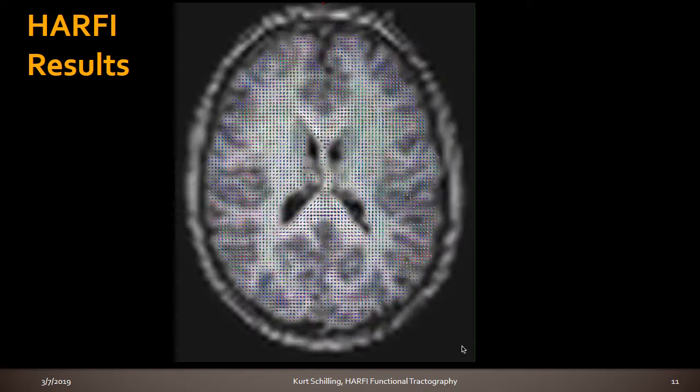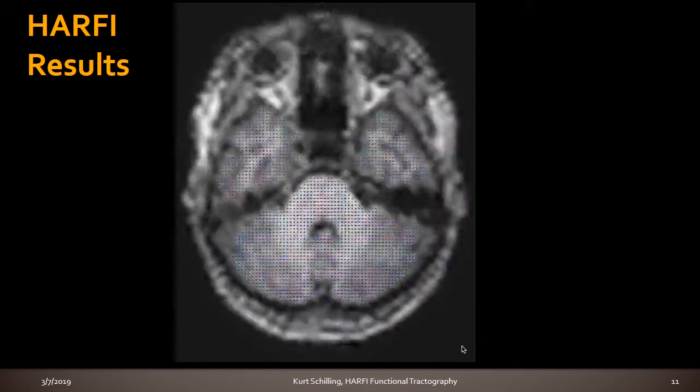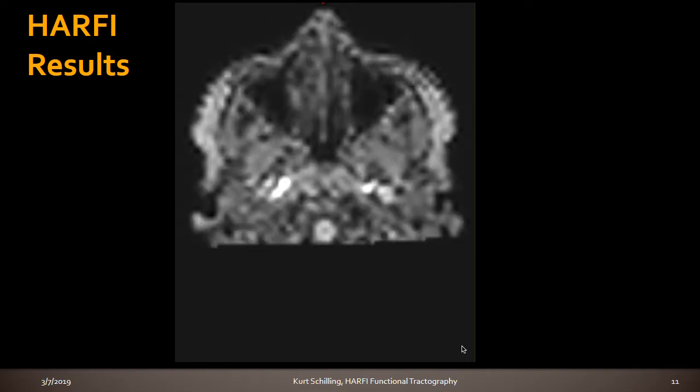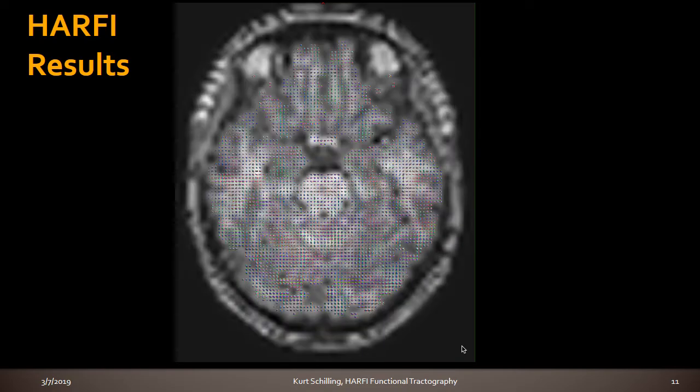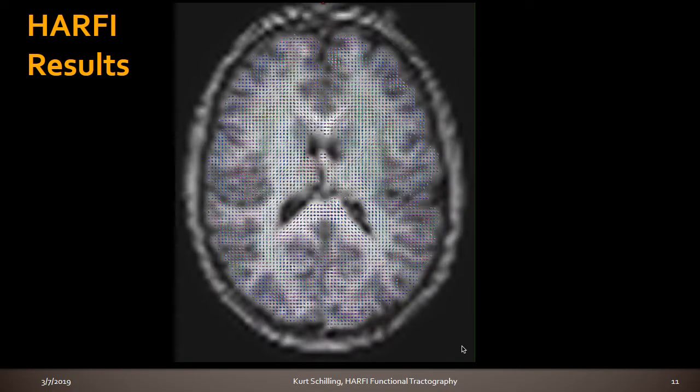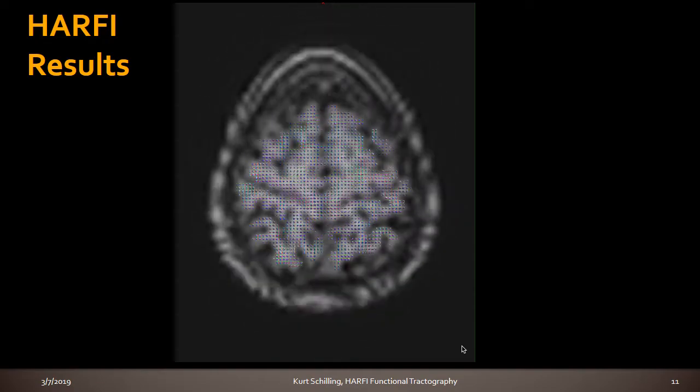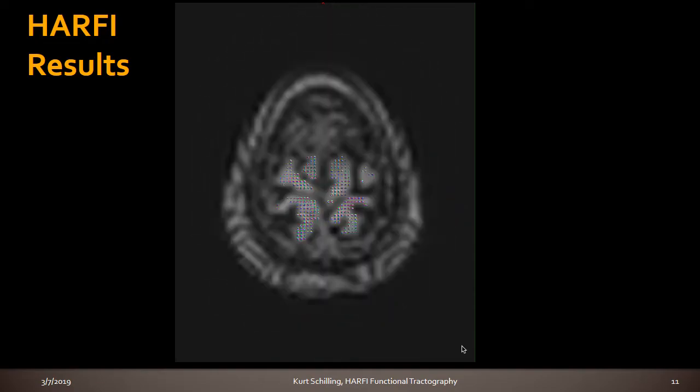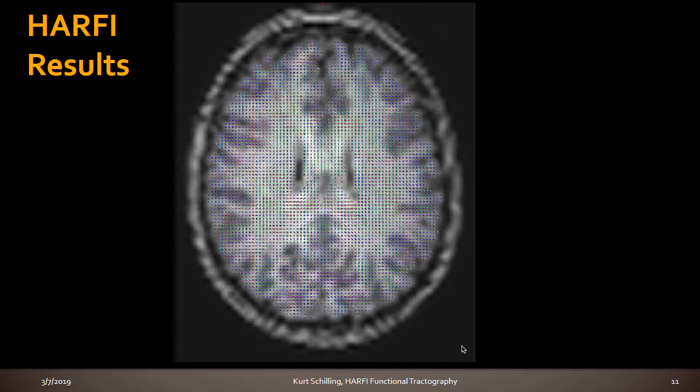So moving on to HARFI results, we can actually calculate this HARFI function in every voxel in both white and gray matter and visualize many of these glyphs in the same way, and actually using the same software, that we would for diffusion.